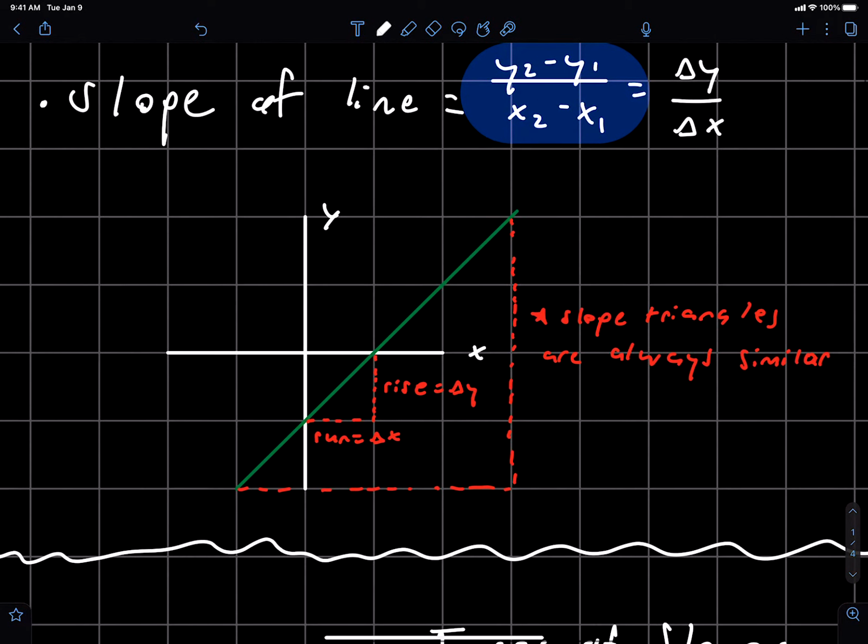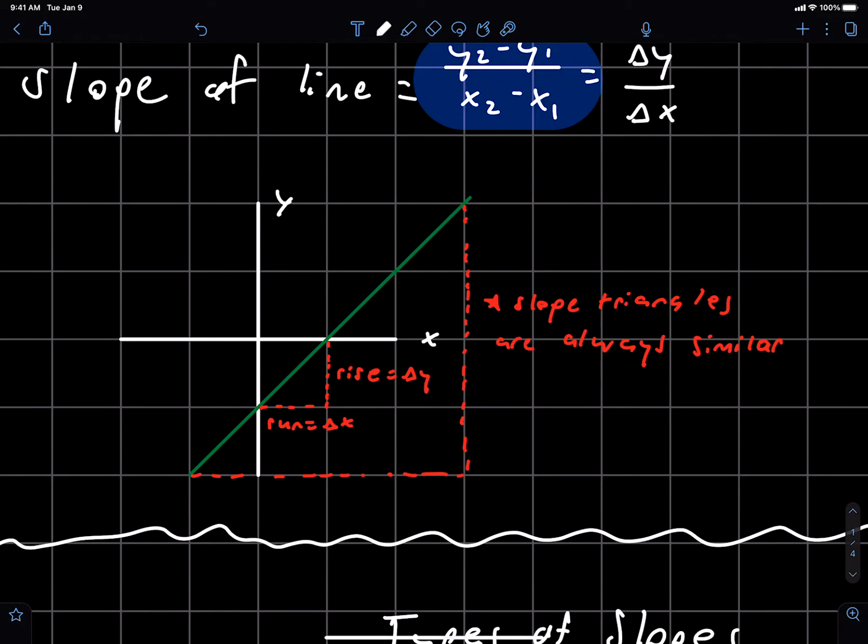Here I've drawn a kind of diagram just to help you guys visualize what's going on. We can draw slope triangles to represent the rise and the run, or the change in y and change in x.